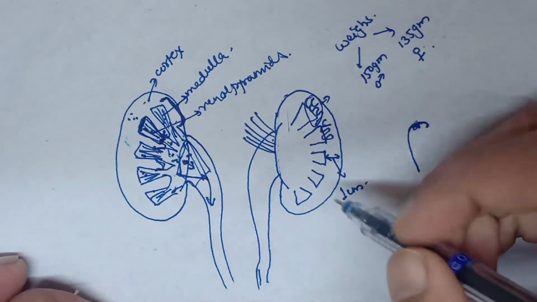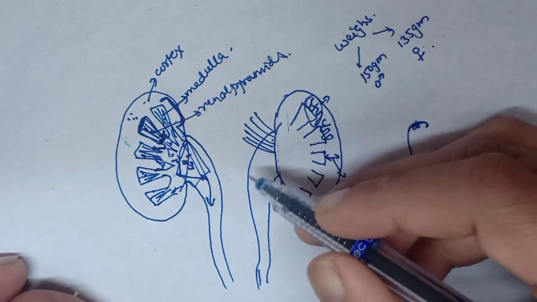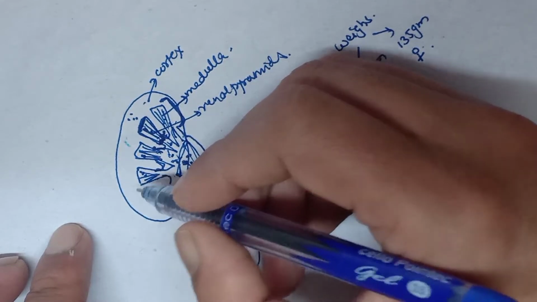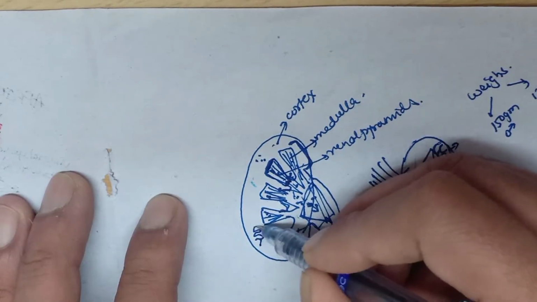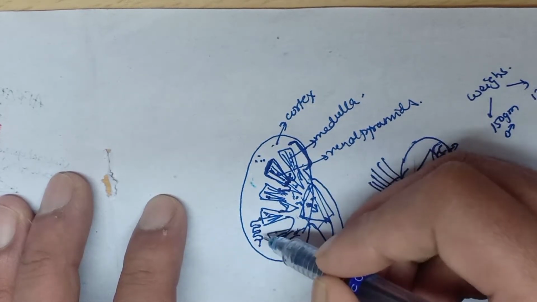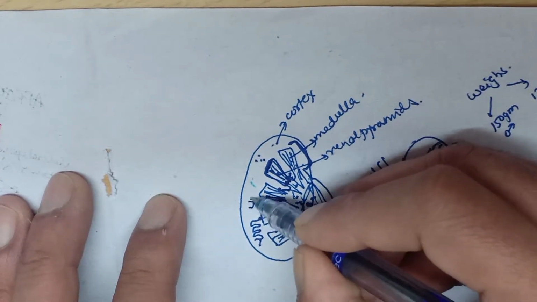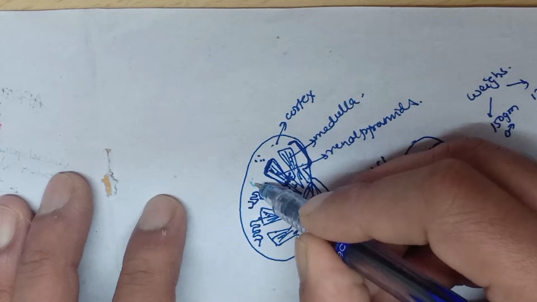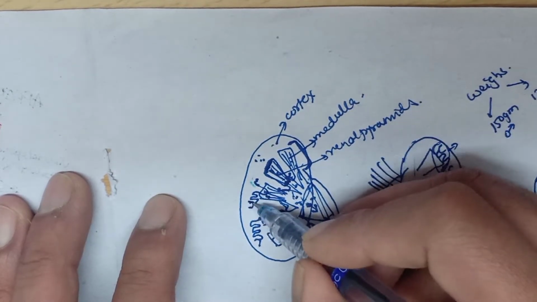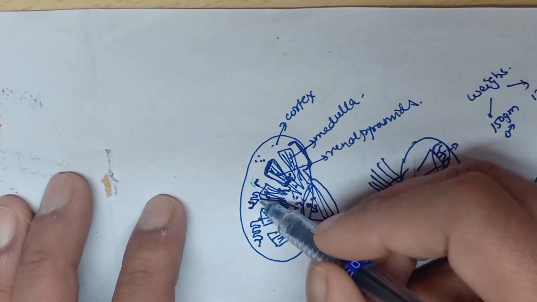Kidney has 2 types of nephrons. One is the cortical nephron and the other is the juxtamedullary nephron. So cortical nephron constitutes about 85%. When the glomerulus and the tubules lie within the cortex, it is known as cortical nephron. And a few nephrons send their loop of Henle into the medulla. When the nephron sends its loop of Henle into the medulla, it is a juxtamedullary nephron.